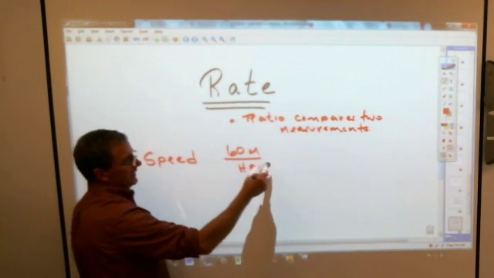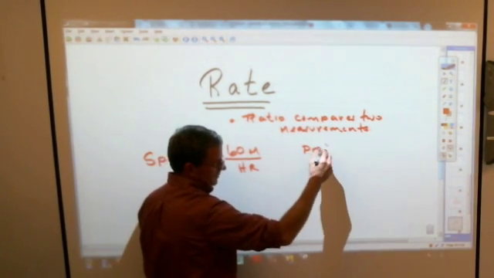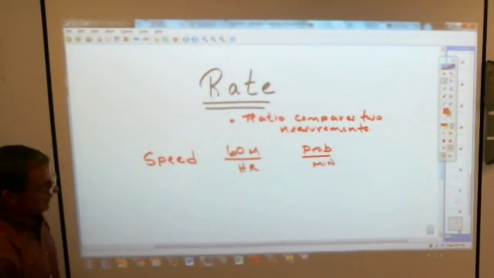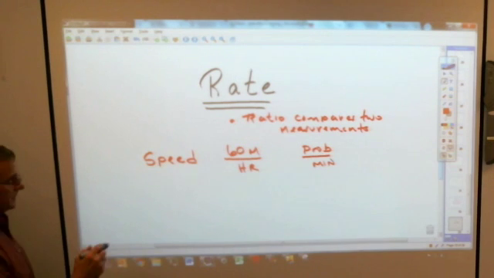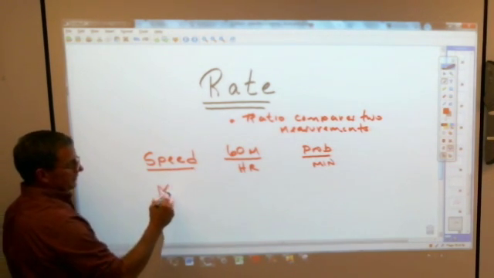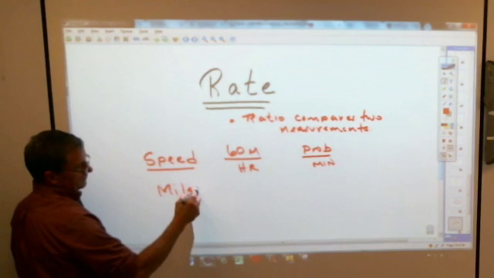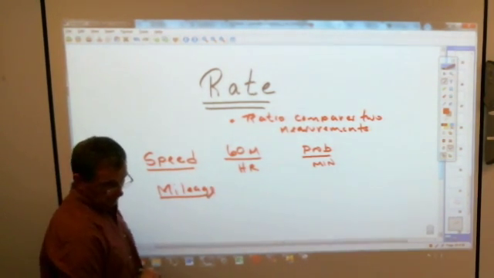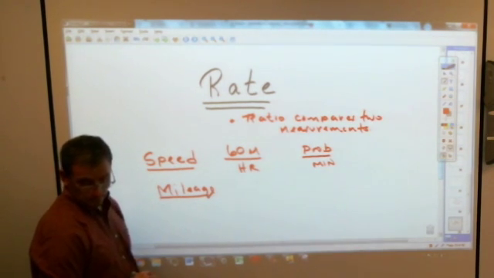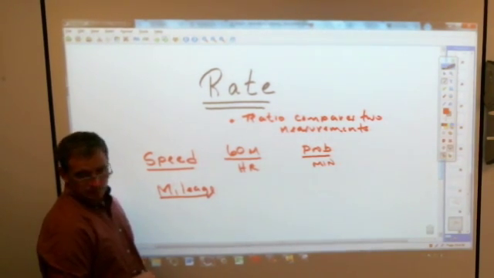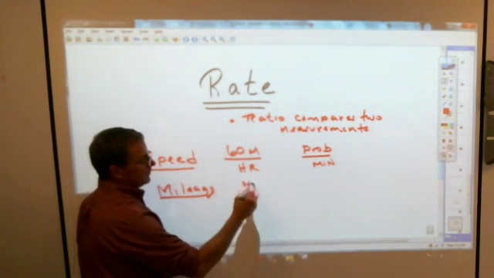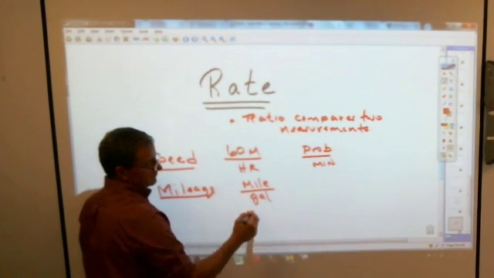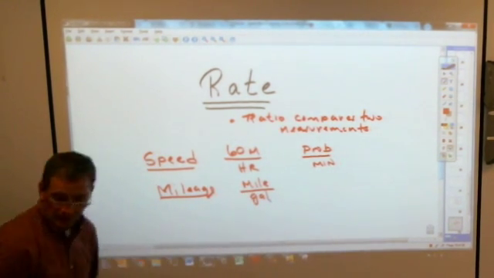You could do speed in math. You could do problems per minute. You are comparing those two things. Another rate you could talk about is mileage. When you talk about the mileage of your car, what are you comparing? Mileage is given in miles per gallon. You're comparing how many miles to how many gallons.